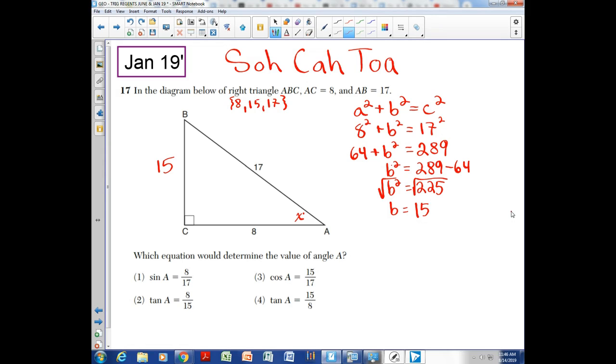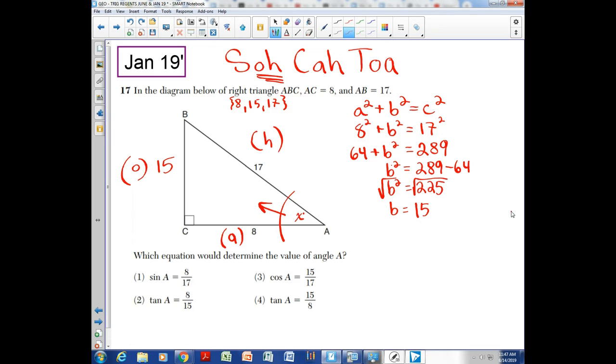Okay, so here we go. Now we have all three sides. It'll be easier to help us determine which function will work. Now, let's look at number one. Let's do one at a time and see which one works. Now, if we do the sine of angle A, we know that sine is O over H. From the angle, if I go opposite, that's going to be my O. The 17 is going to be my hypotenuse, and the 8 is going to be my adjacent.